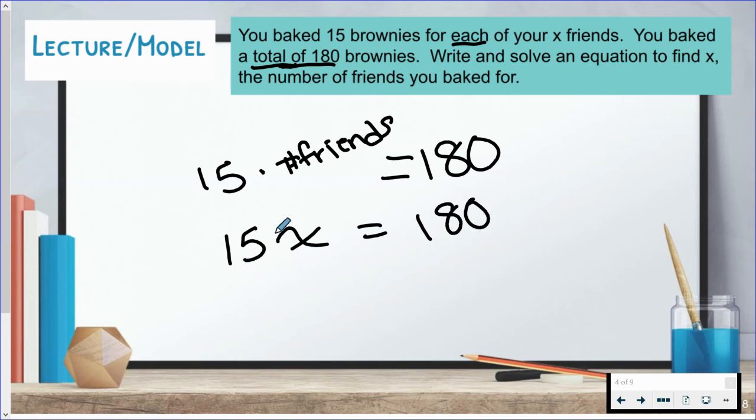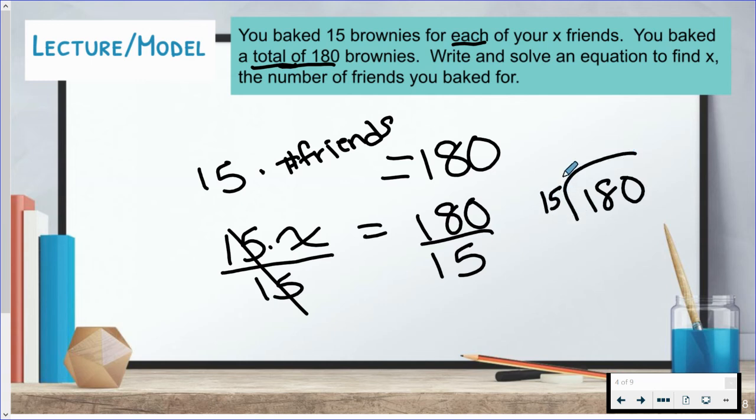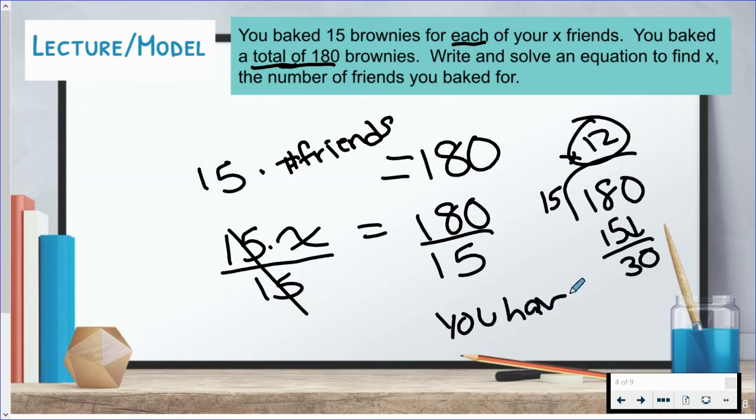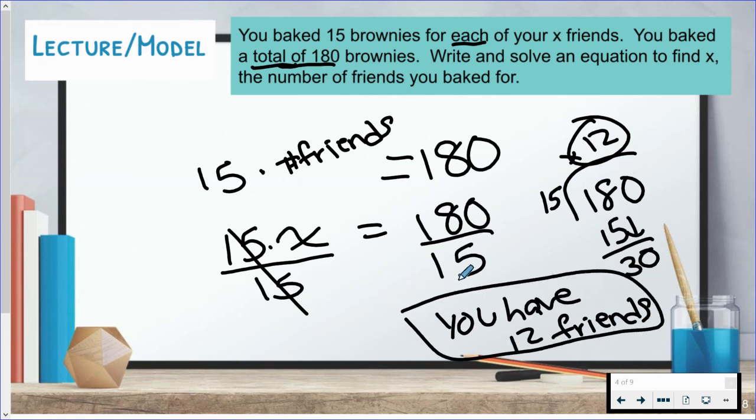Now we're going to solve. What undoes multiplication? That's going to be division. So I'm going to divide by 15. 180 divided by 15. 15 does not fit into 1, but it goes into 18 once. Get 30, bring down your 0. 15 goes into 30 twice. So our X value is 12, and that represents the number of friends. So you have 12 friends. All right, let's keep going.